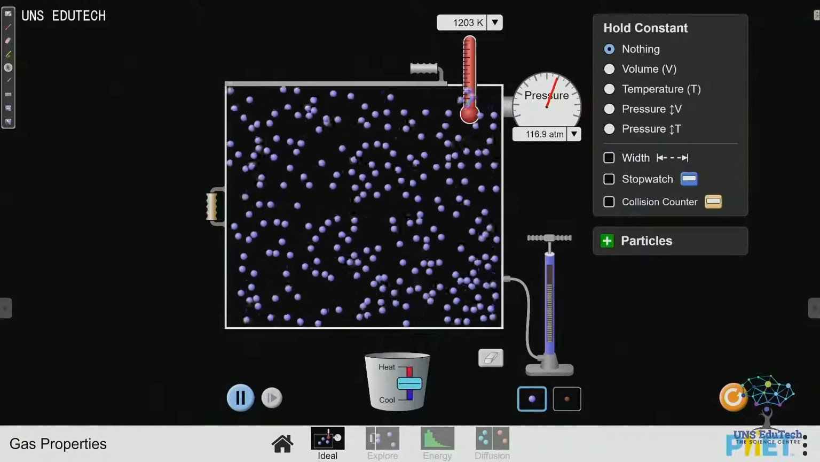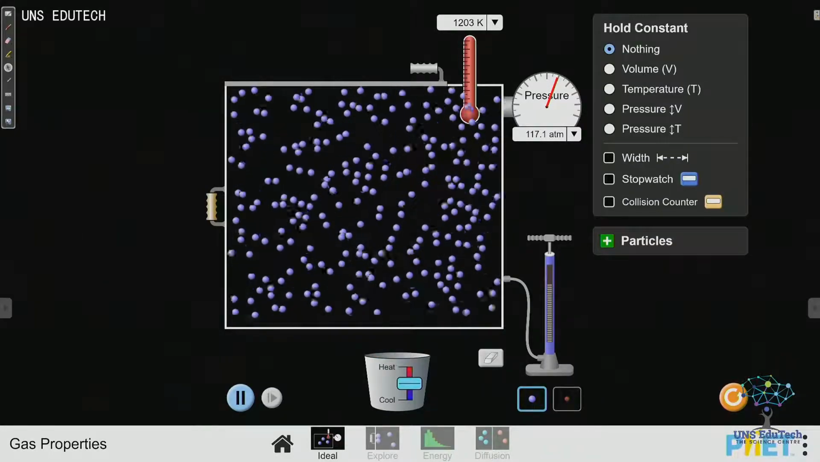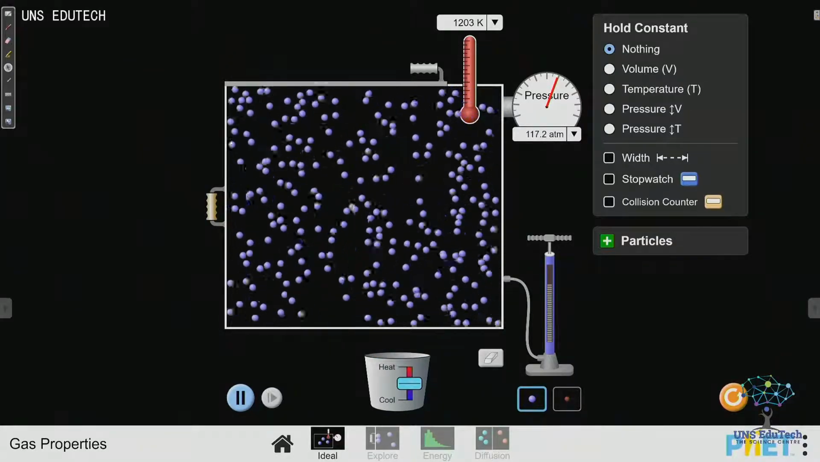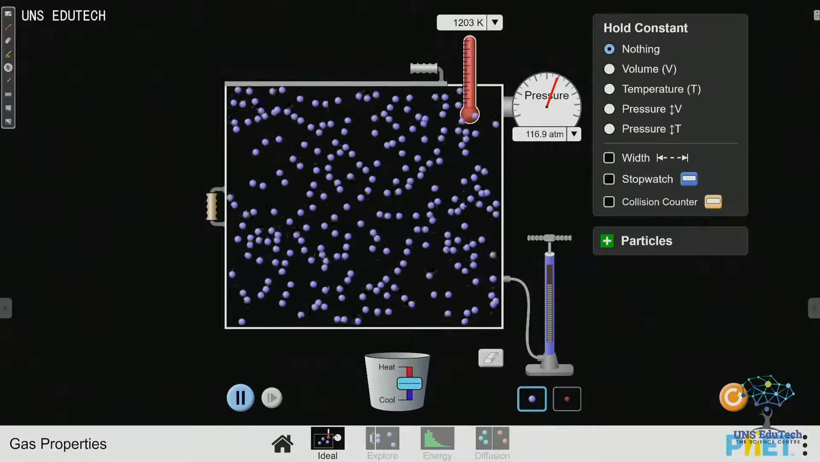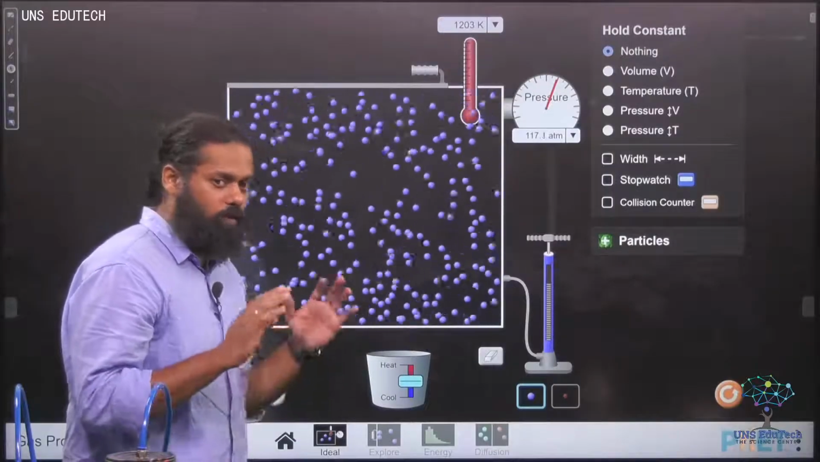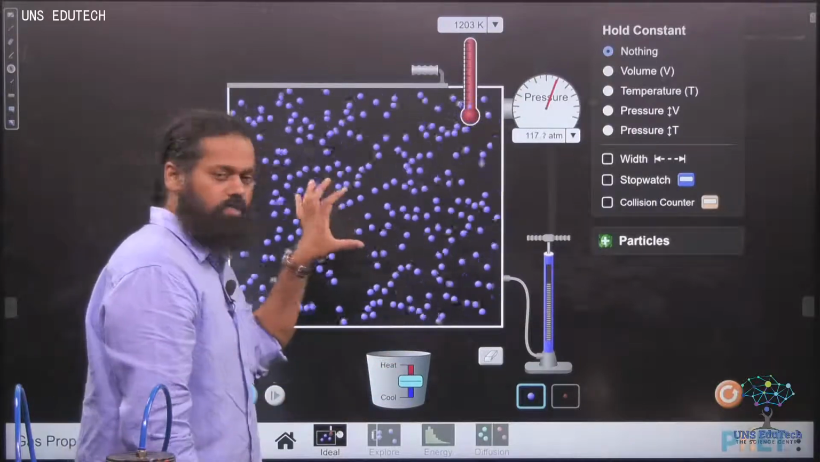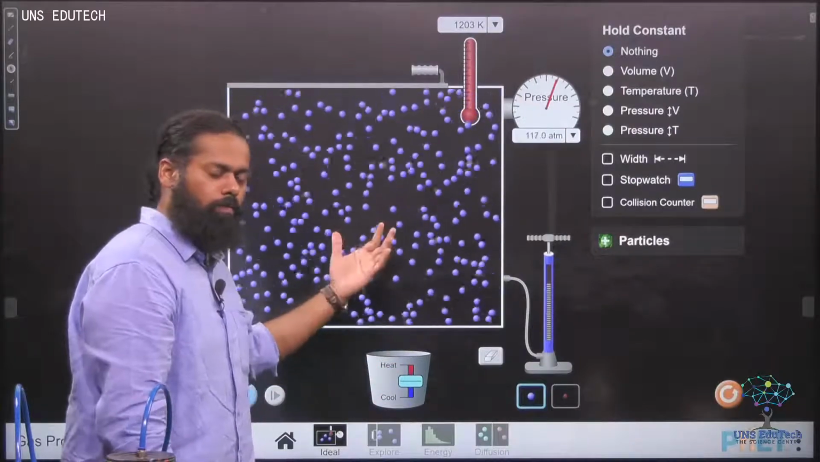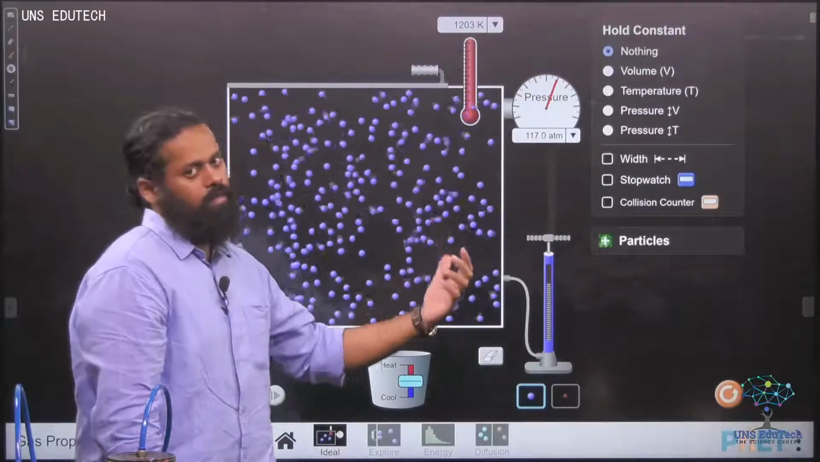See, this simulation is not just a video. The code behind this simulation is exactly following Gay-Lussac's law. Okay, keep that in mind. It's not just a simulation or a video graphic. It's not like a cartoon. The entire system is encoded, and the code behind the system is exactly following Gay-Lussac's law.